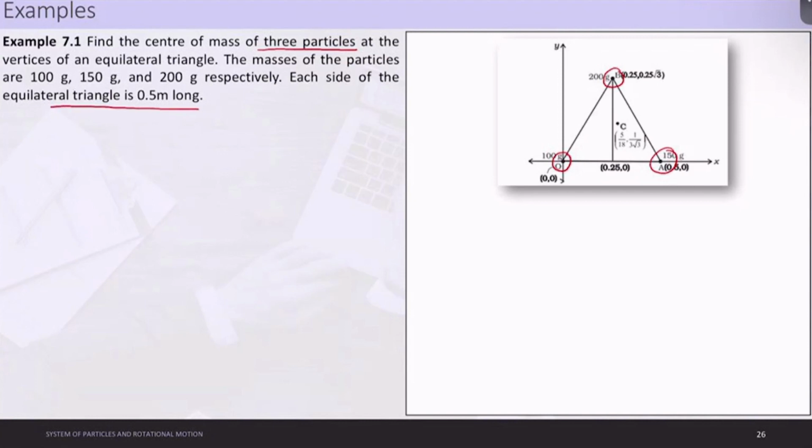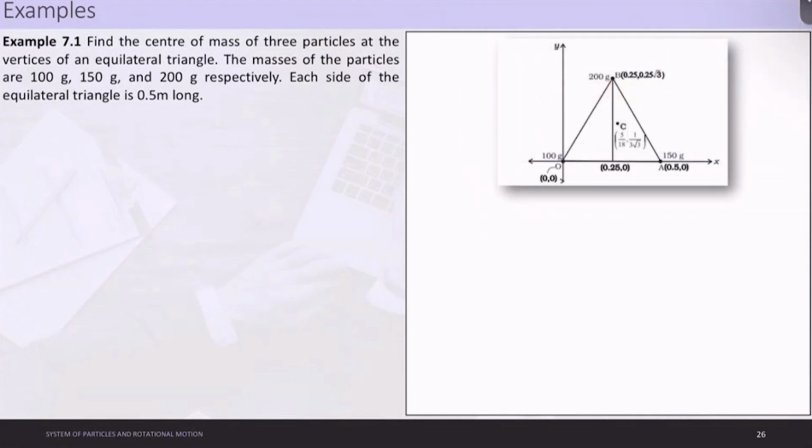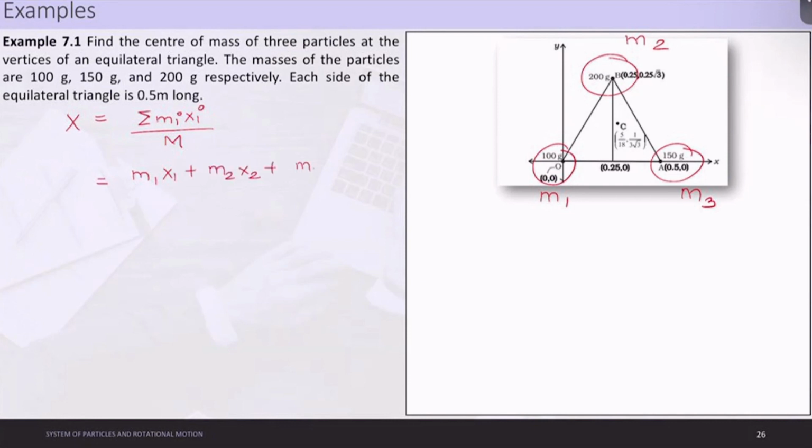Okay, fine. Let us understand. As this is an XY plane concept only, you just need to calculate capital X, which is equal to summation m_i x_i upon capital M. First, let us calculate this only. Let us take this as mass m1, this as mass m2, and this as mass m3. So it is m1 x1 plus m2 x2 plus m3 x3 upon m1 plus m2 plus m3.